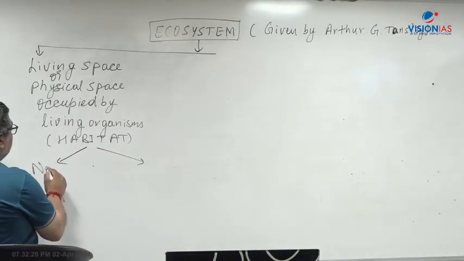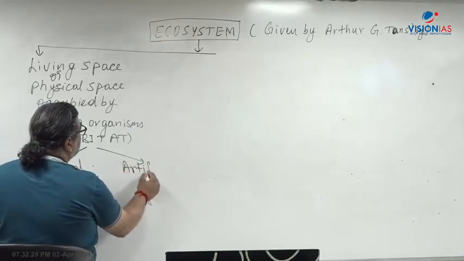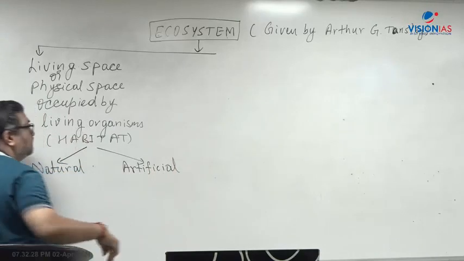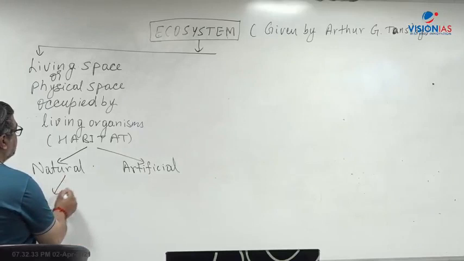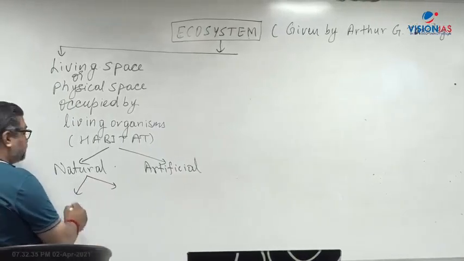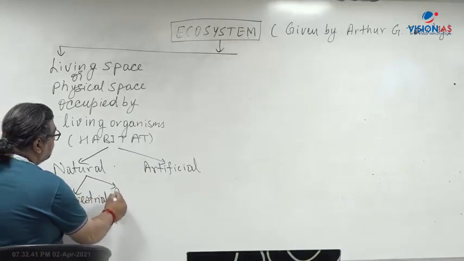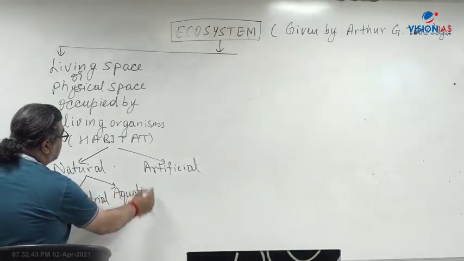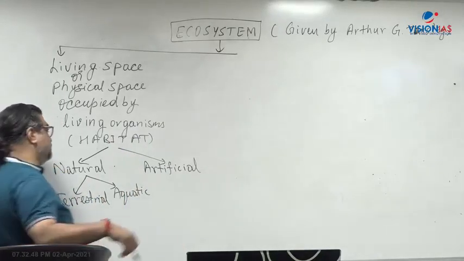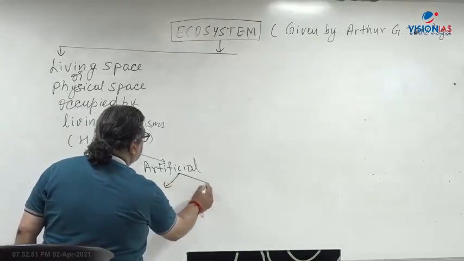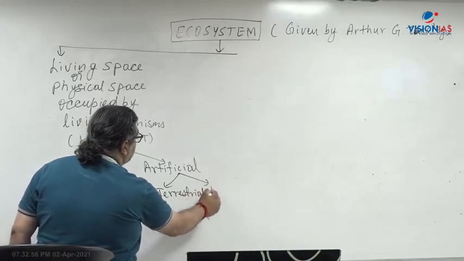There are natural types of ecosystem. At the same time, there are man-made or human-constructed artificial types of ecosystems. Now natural, again you can divide into two parts: either terrestrial, land-based, or, in terms of classification, aquatic, freshwater and marine. In the same way, artificial can also be land-based, terrestrial, and it can be aquatic.